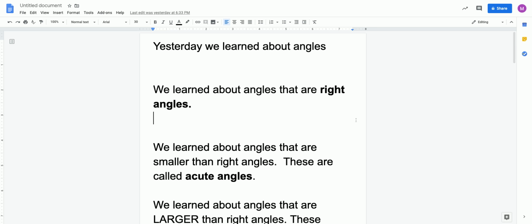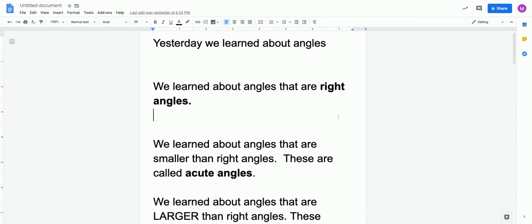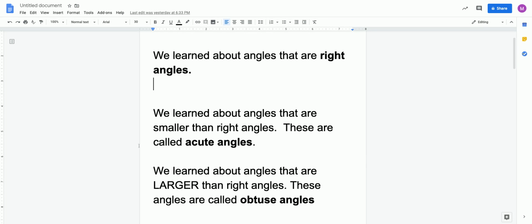Hello, mathematicians. Today we're going to talk about two ways that we can sort or organize triangles. Yesterday we learned about right angles, and angles that were smaller than that were called acute angles, and angles that were larger than that were called obtuse angles.